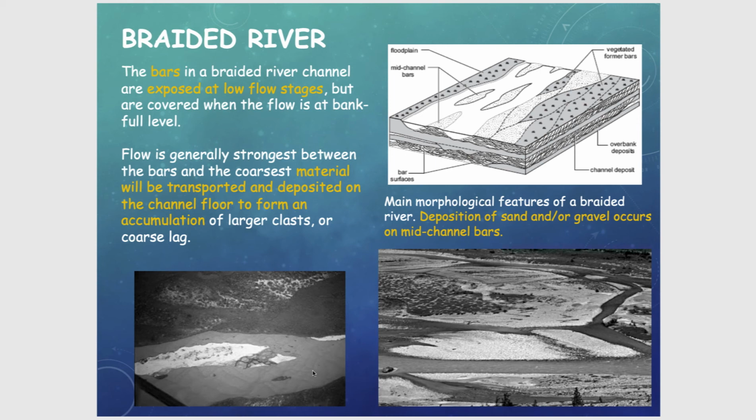In terms of flow velocity, we can see that flow is generally strongest between the bars, and the coarsest material will be transported and deposited in the channel floor again. So the larger class, or coarse lag, will be really in this domain here. Here you have again the finer fractions. Hopefully I repeated this many times so that it's clear in your head.